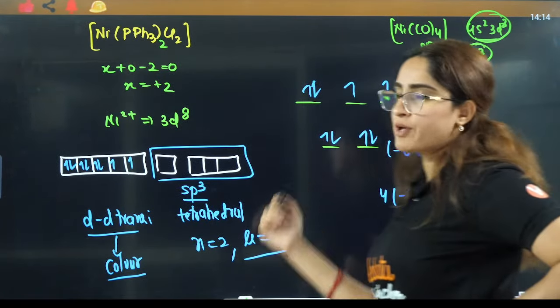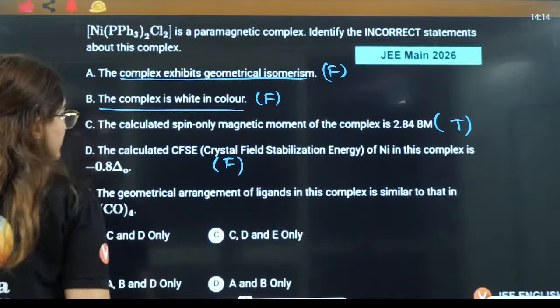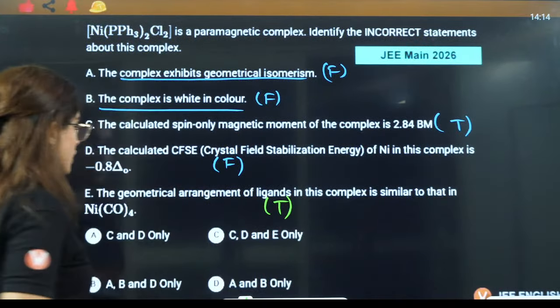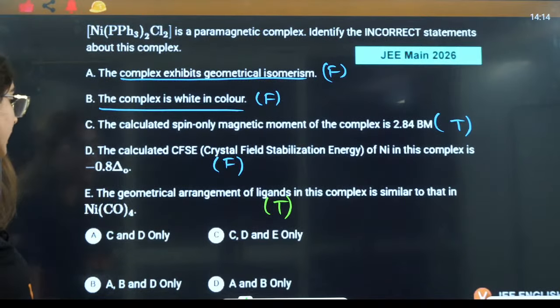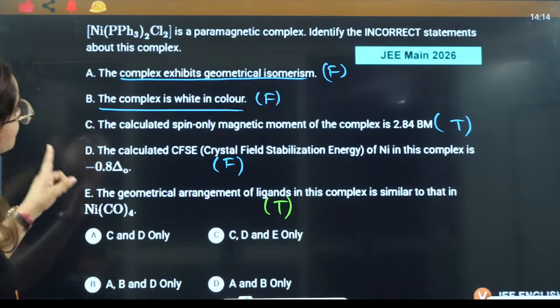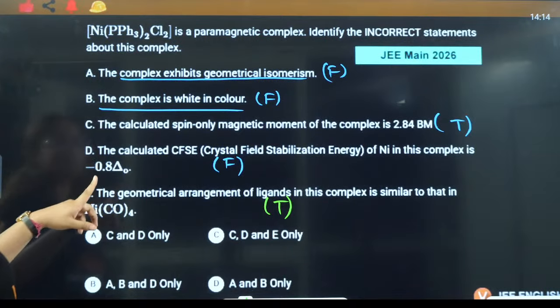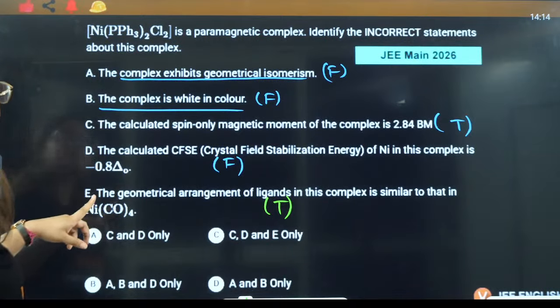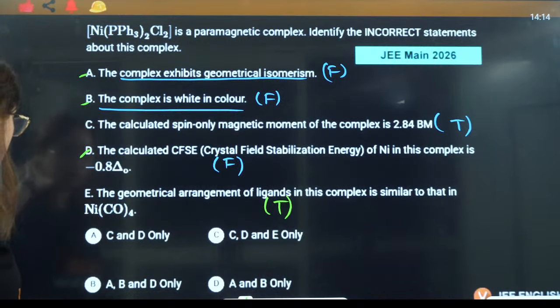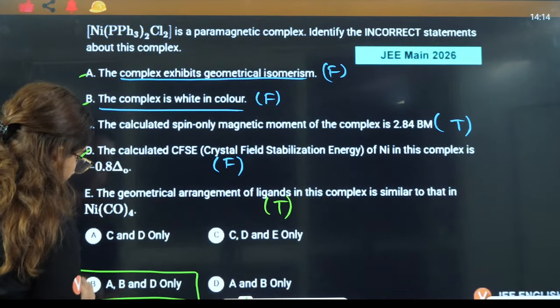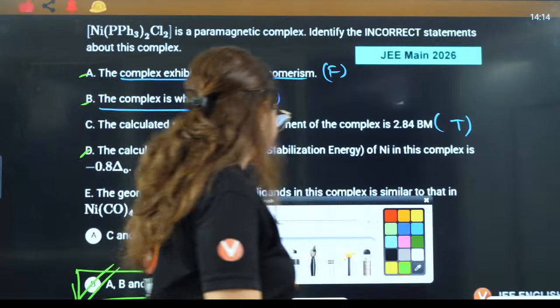So this is also sp3, so the geometrical arrangement is the same. So this is true. See, everything they have asked in this question, right? So they are asking for the incorrect statement. The incorrect statements are A, B and D. So B is the correct answer, this one.